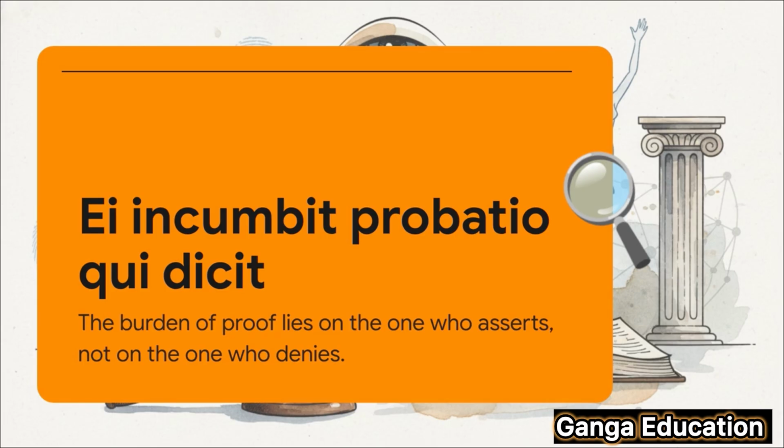Ei incumbit probatio qui dicit, non qui negat. All it means is that the burden of proving a fact rests on the person who asserts it, not on the person who denies it. He who alleges must prove. That's the soul of Section 105.